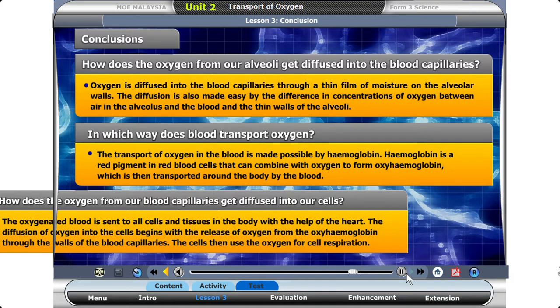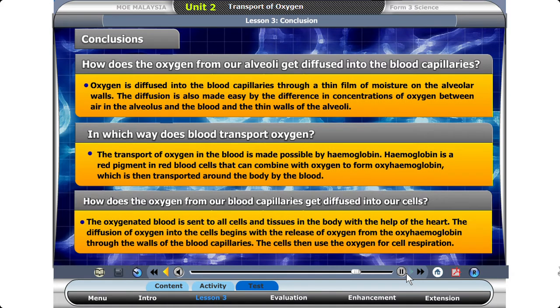Oxygenated blood is pumped to all parts of the body by the heart. When it reaches the blood capillaries, the oxygen in the red blood cell is diffused through the capillary wall into our cells.